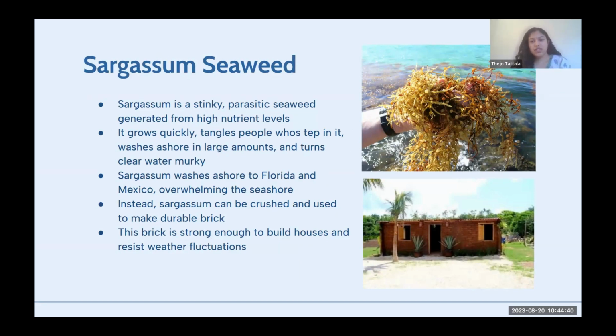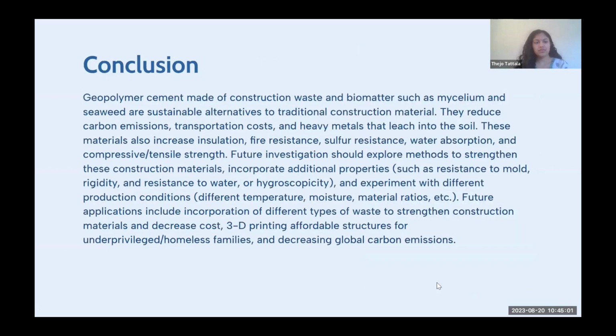The government generally pays people to collect these and then it burns them, or sometimes it can't figure out what to do with this excess seaweed. So instead, sargassum can be crushed and used to make durable brick, which is strong enough to build houses and resist weather fluctuations. And it can also be used as a substitute for traditional brick.